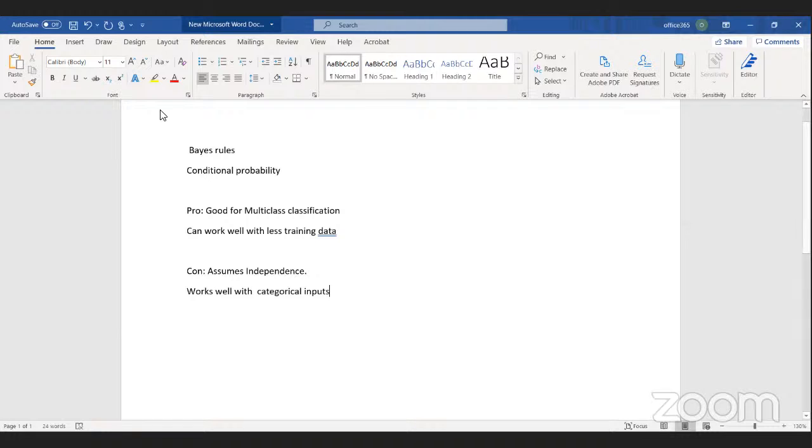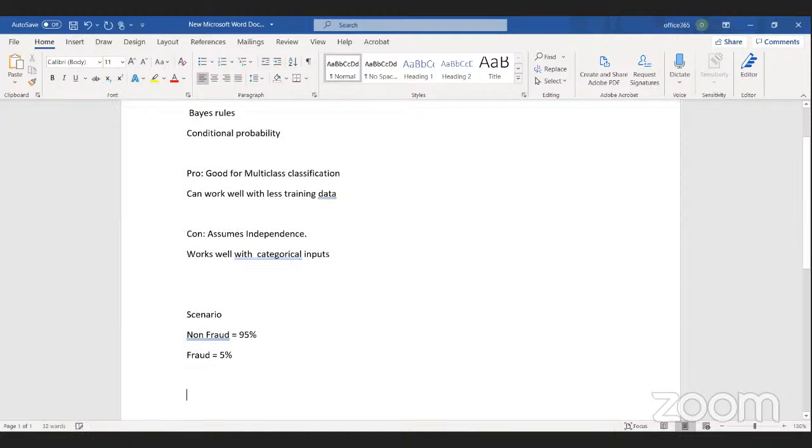All right, 95% non-fraudulent and fraud is 5%. Now, what is it that we would do? We need to build a classification model. What is it that you would do for this? Now, the approach for this, let us say in this scenario, is to ask a question.